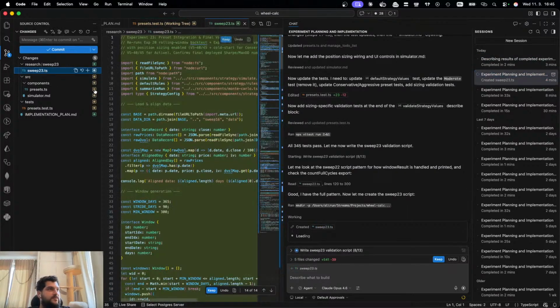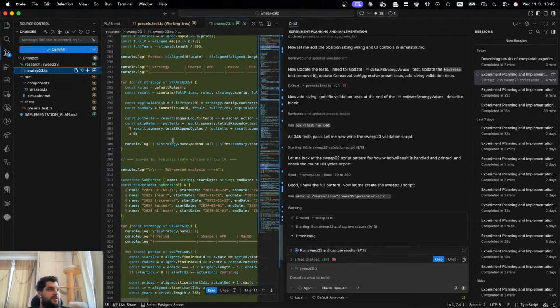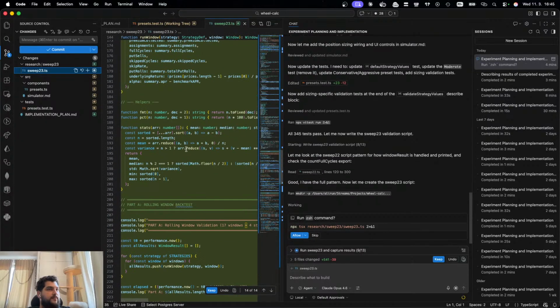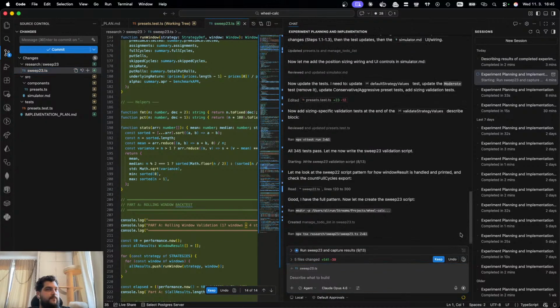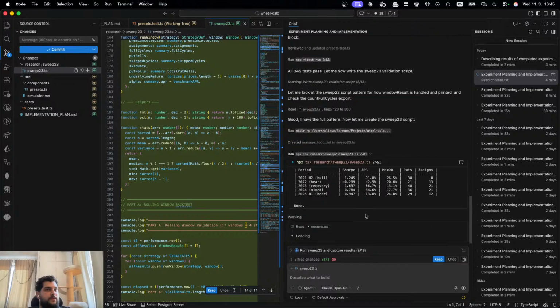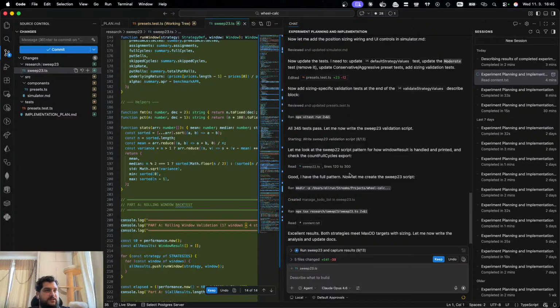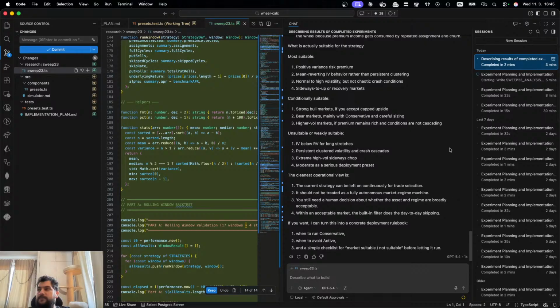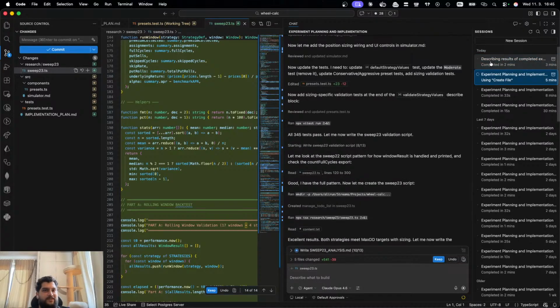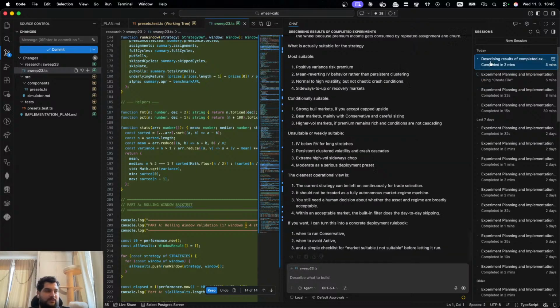Okay, so sweep 23 is ready, going to be running now, and it's done. Excellent results. Core strategies meet max drawdown targets. Okay, we are heading somewhere. Now I'm using paid requests and it looks like they work faster than the ones that were included in the package, you know.